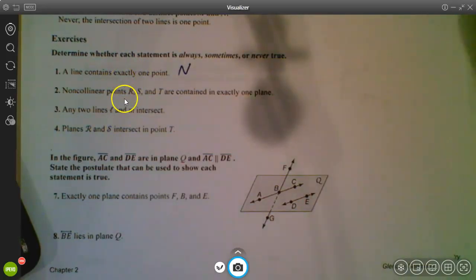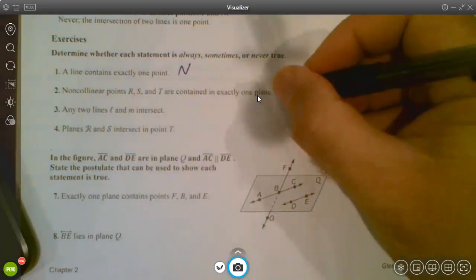So let's go on to the second one. Non-collinear points R, S, and T are contained in exactly one plane. So we know by one of our postulates up above, whenever we have 3 non-collinear points, we can always draw exactly one plane through those 3 points. So this is something that would always be true.